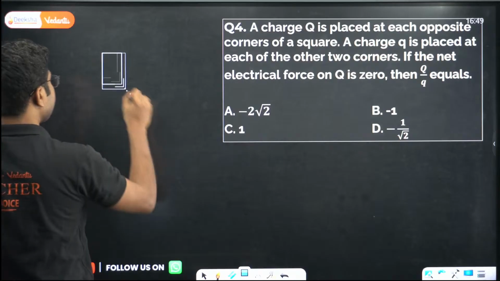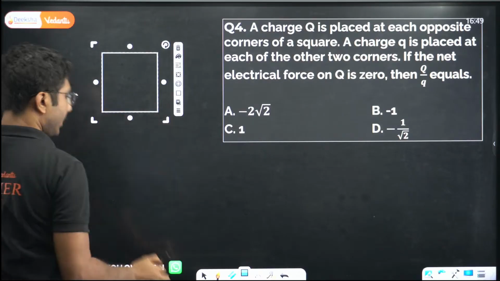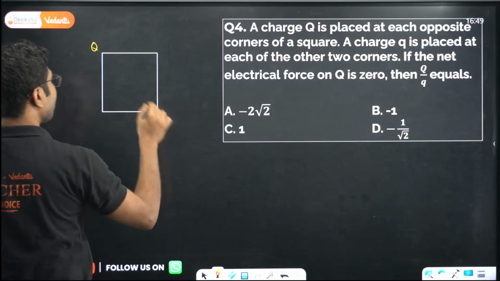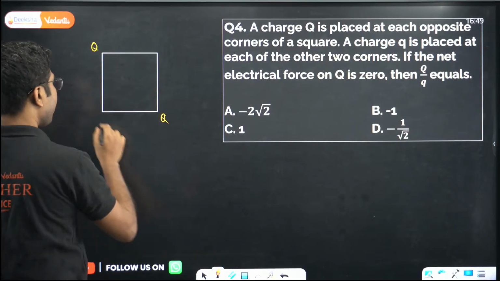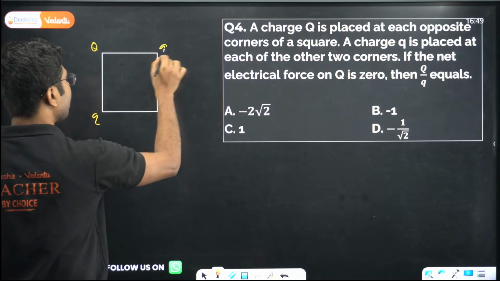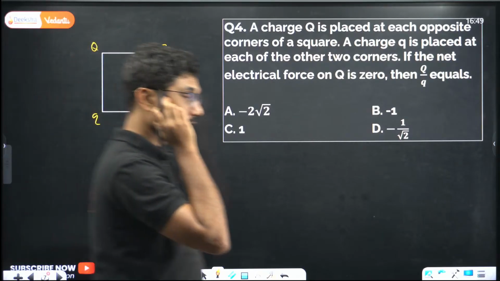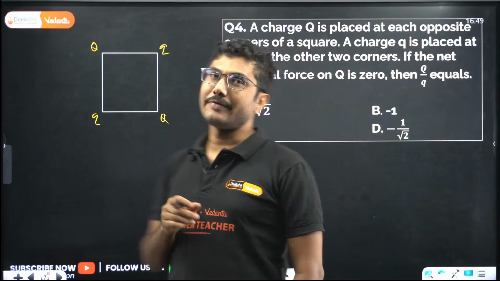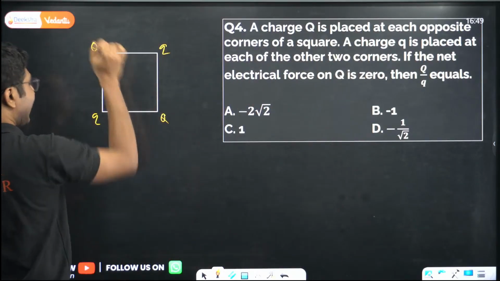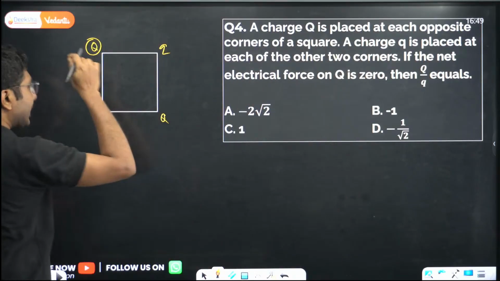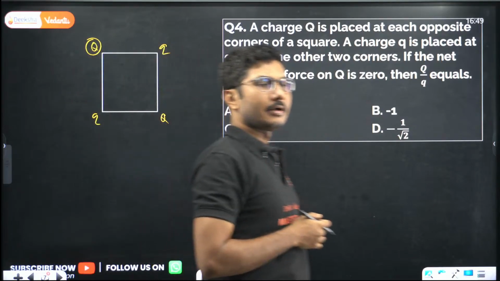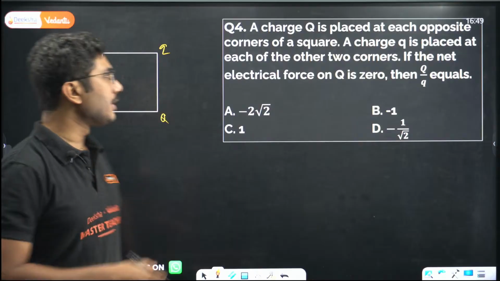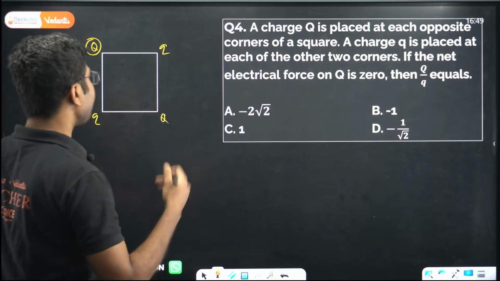So suppose this is a square. Now what is said is that capital Q is placed on these two corners, and small q is placed in the opposite corners. This is the information given in this question. Also it is given that the net force on any one Q, say we are taking this charge, the net force acting on this capital Q is 0. And then what will be the ratio of capital Q divided by small q?